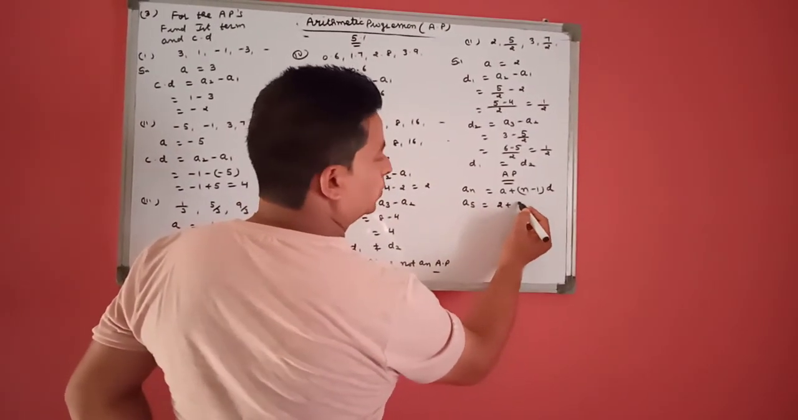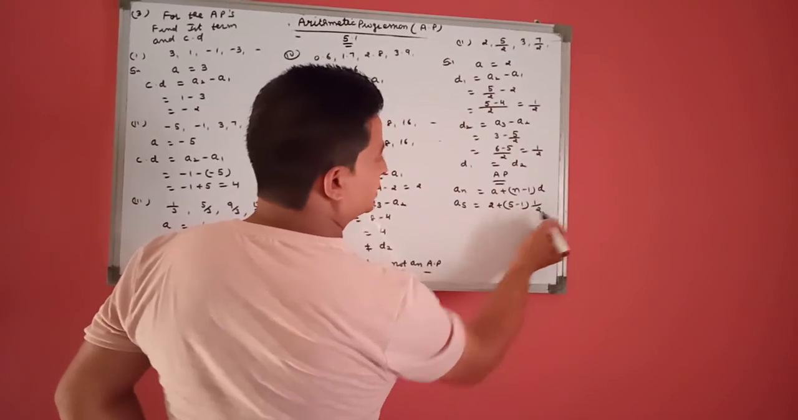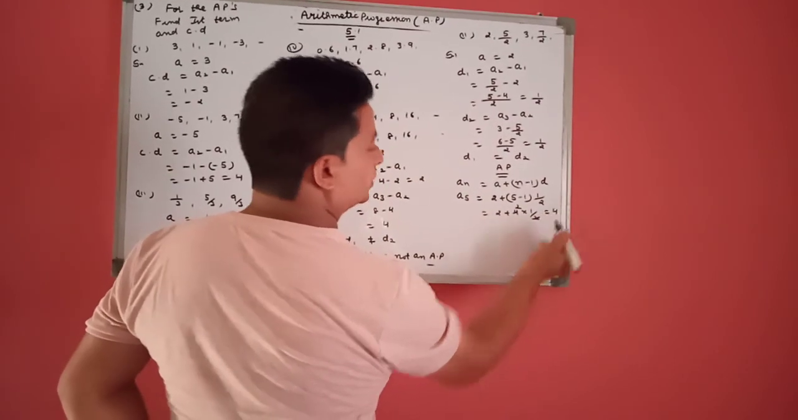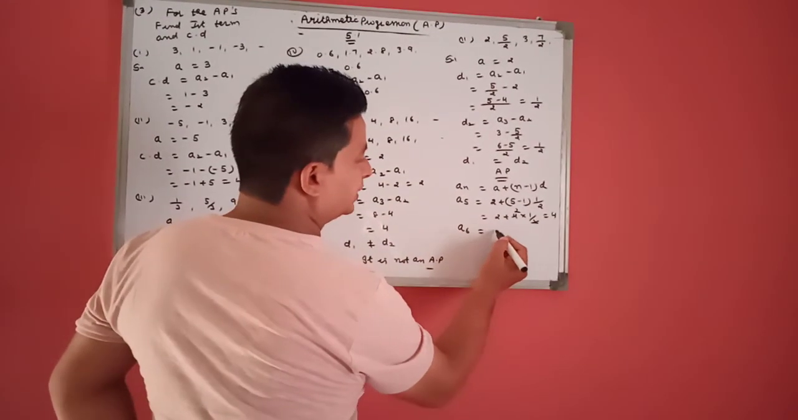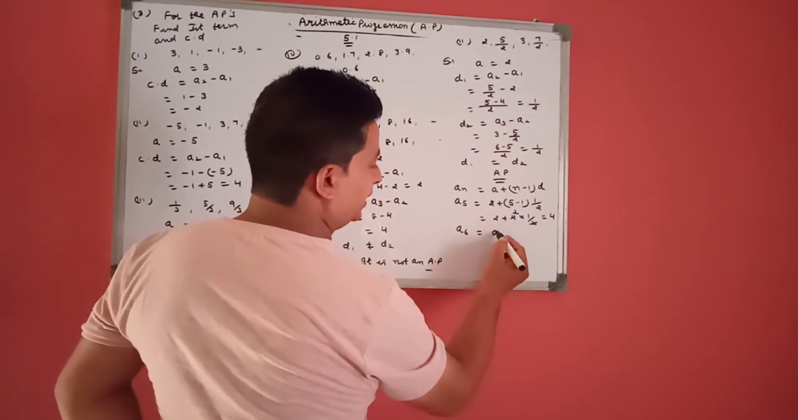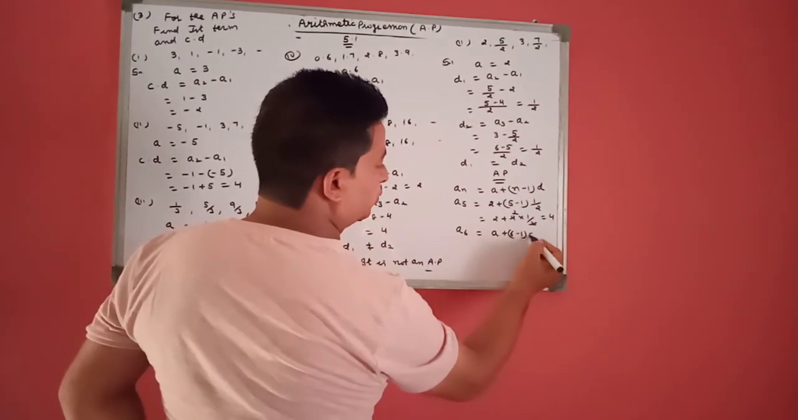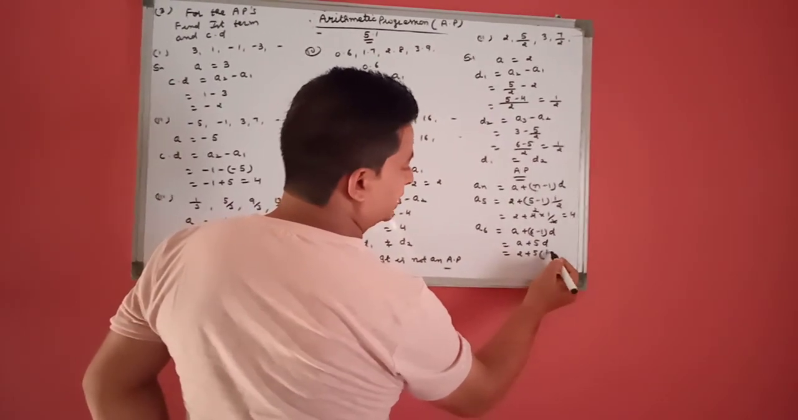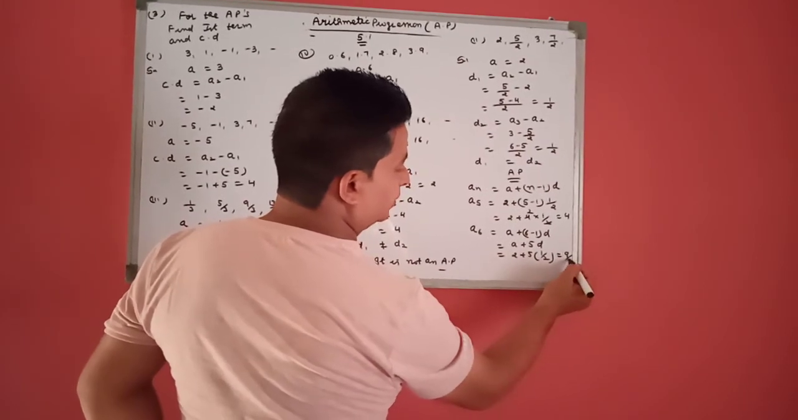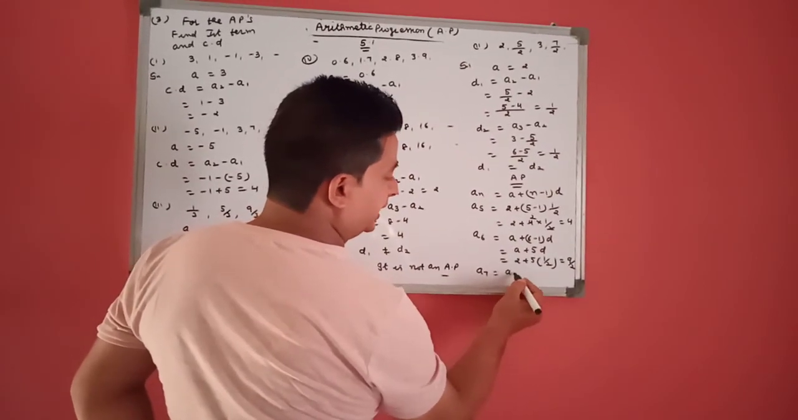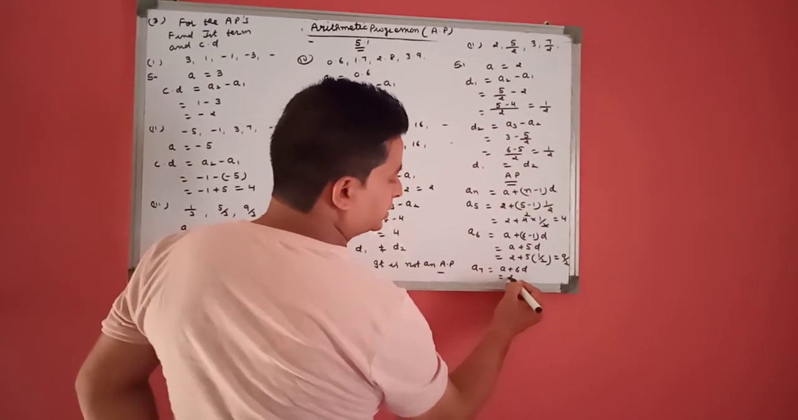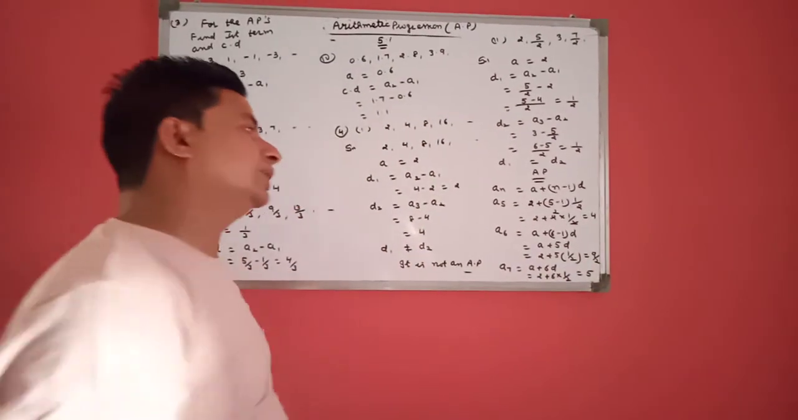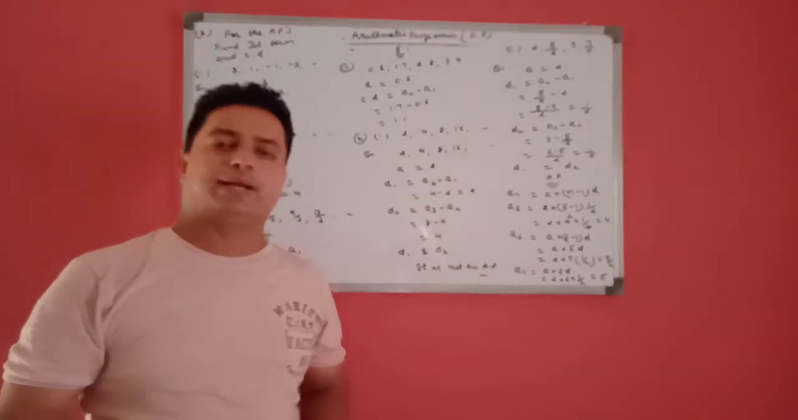So a is 2, n is 5, d is 1/2. This becomes 1/2 times 4, cancel out, 4. So the fifth term is 4. After this, A6 is a plus (6 minus 1) times d, which is a plus 5d. a is 2, d is half. This is 9/2. And A7 is a plus 6d. a is 2, d is 1/2, cancel out, 5. So the next 3 terms are 4, 9/2 and 5.